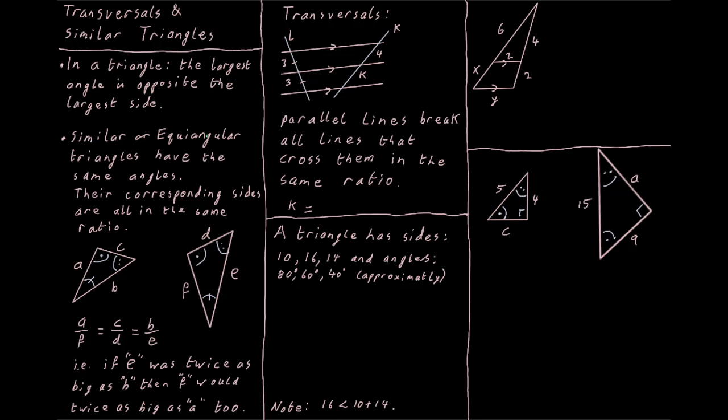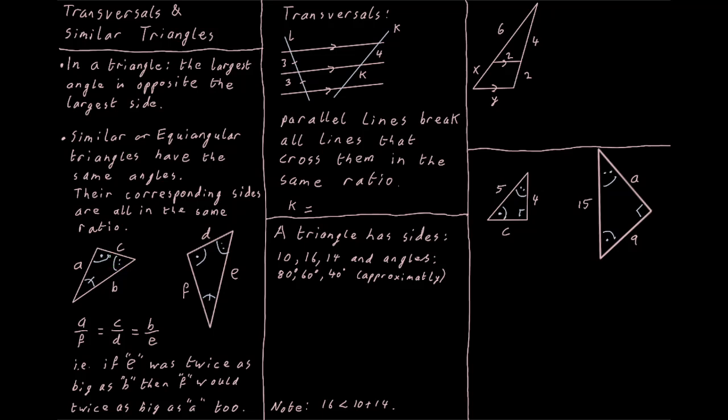The next idea we want to talk about is similar or equiangular triangles. Similar and equiangular mean the same thing. Similar is the word we will most often see for these triangles, but equiangular is nicer because it tells us what we mean. Equi means equal and angular means we're talking about angles. So similar triangles have the same angles in them. They're two separate triangles that have the same angles in them.